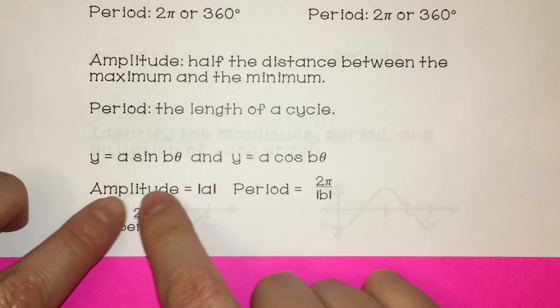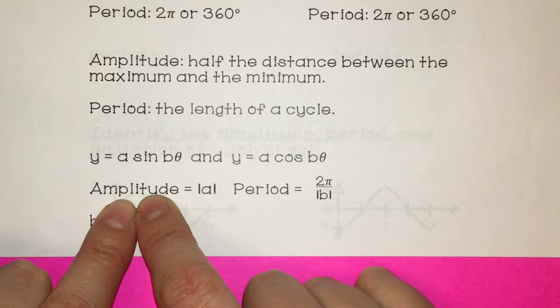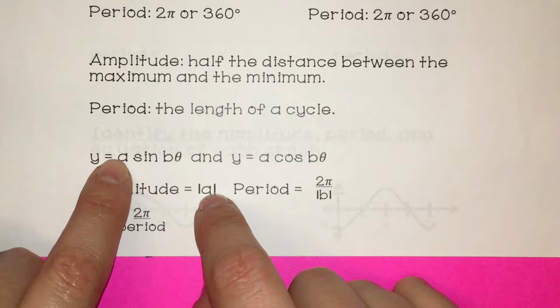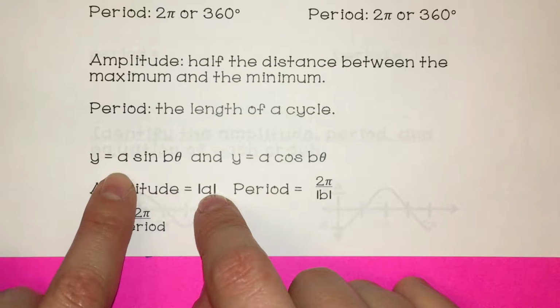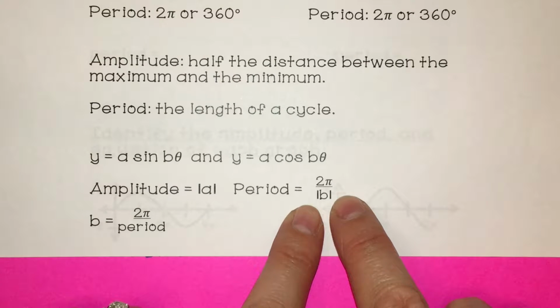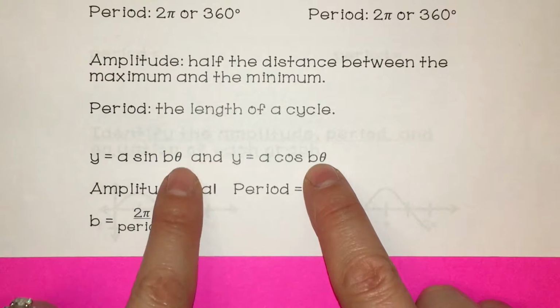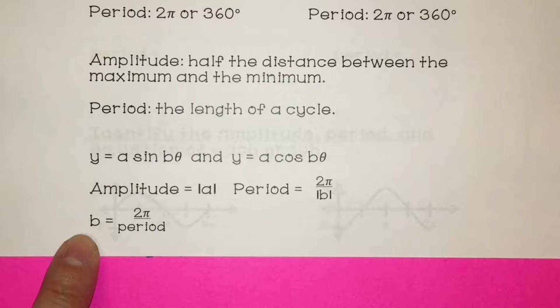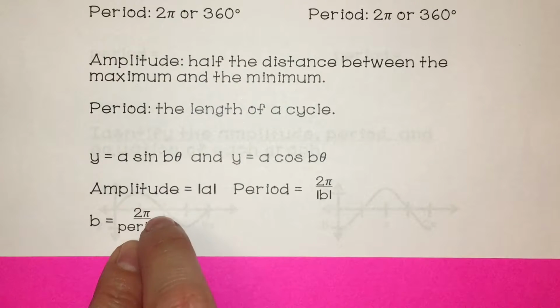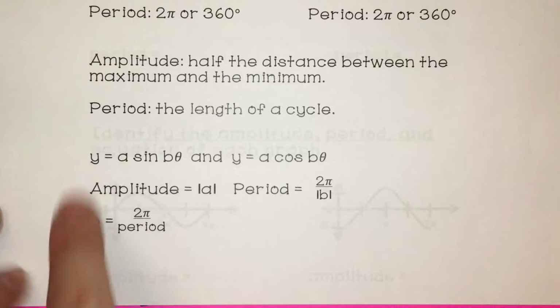Same thing with cosine. To find the amplitude, it's the absolute value of a, the number that's multiplied in front of sine. The period, or the length of the cycle, is 2 pi over the absolute value of b. And if you're creating the equation and you need to find what b is so you can plug it in, it's 2 pi divided by the period. Remember, the period is the same thing as the cycle. These are all very important, and we are going to use them right now.